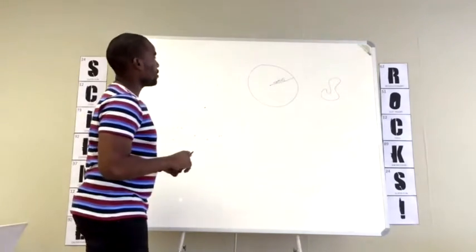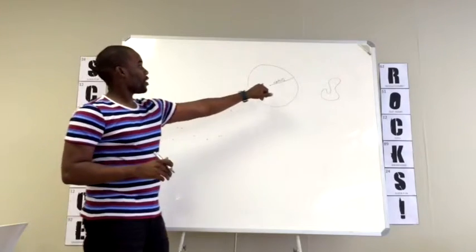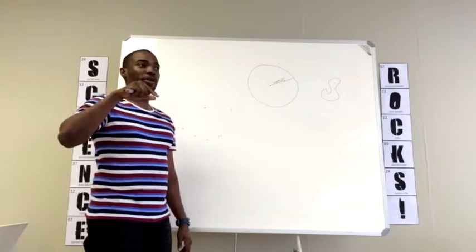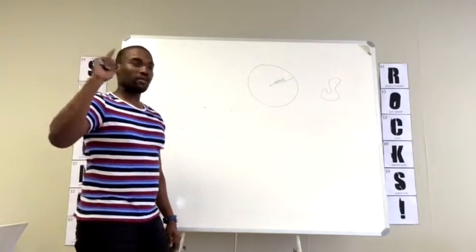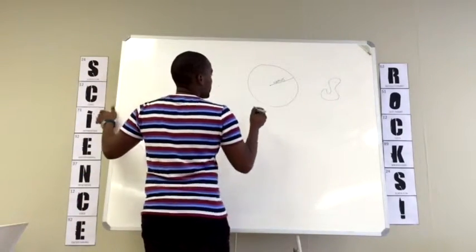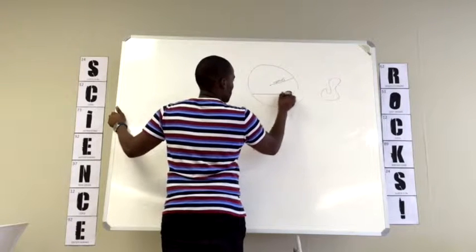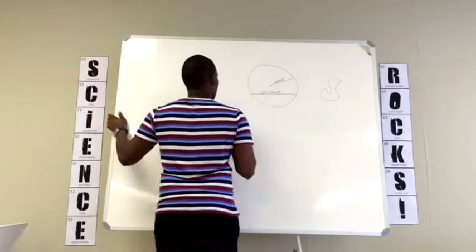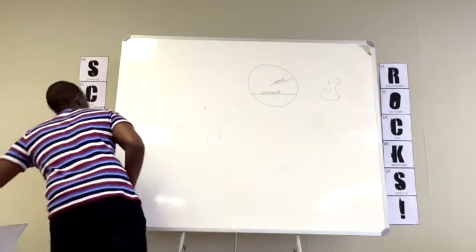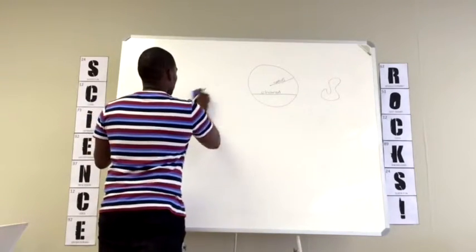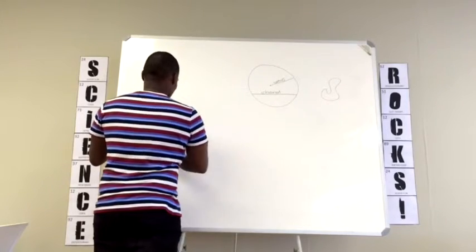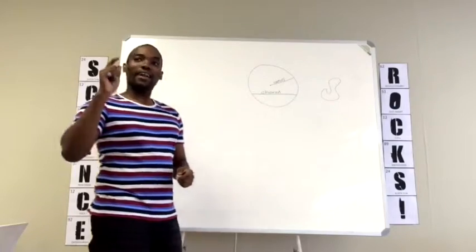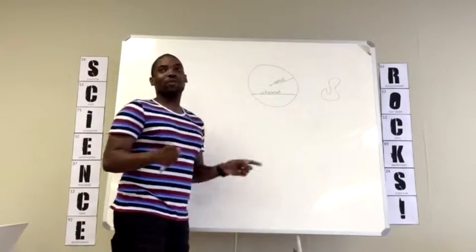Cool. Now, the radius is your line segment joining your center of the circle to any point on the circumference. Yes? Okay. What is a chord? Anyone? Okay, so a chord is a line segment joining any 2 points on your circle.